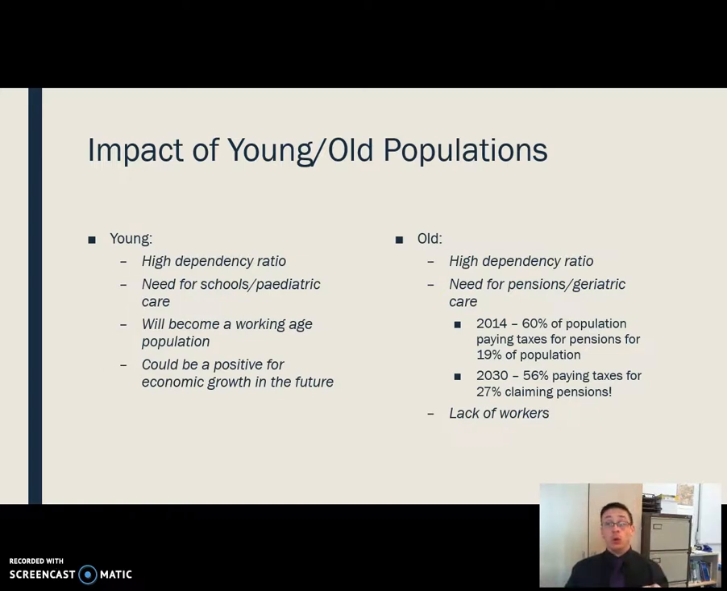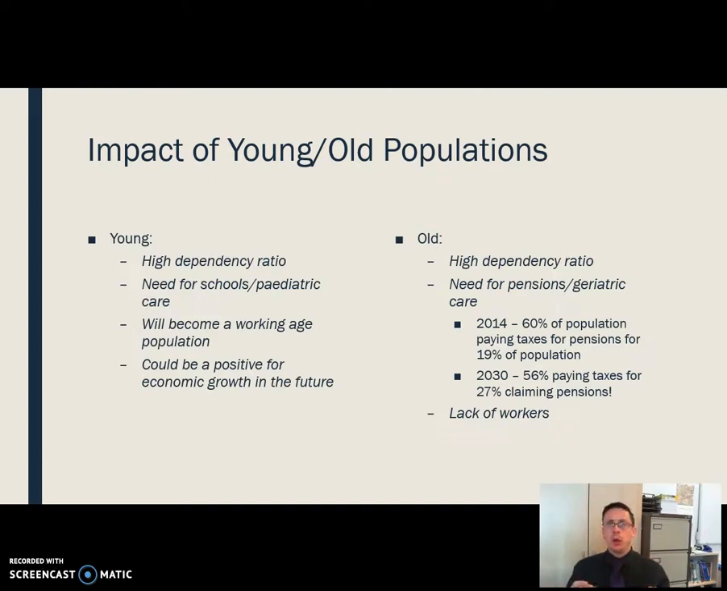When we look at an old population, again, we've still got this high dependency ratio. We're just looking at it at the other end of the pyramid. We've got a large number of people who have left the workforce and who need to be cared for by the remainder of the population. Now, in this case, the needs are a little different. We're looking at, for instance, paying for pensions, and geriatric care. Older people are very, very intensive users of a healthcare system.